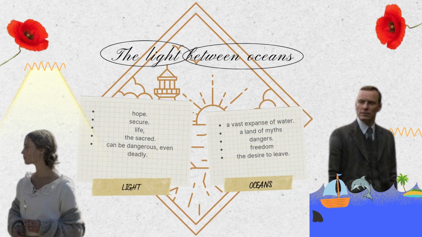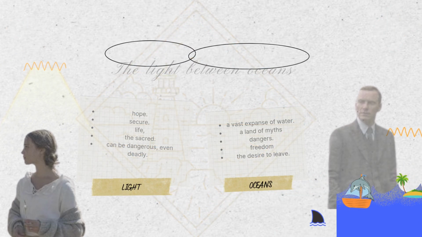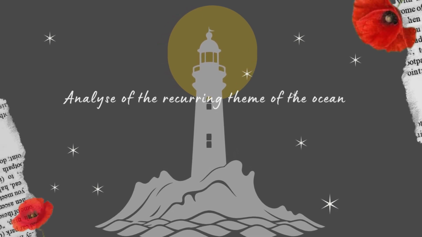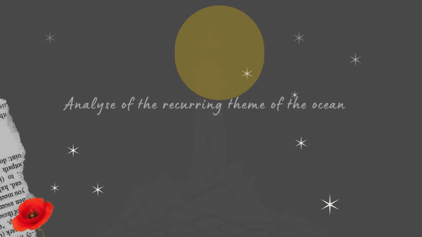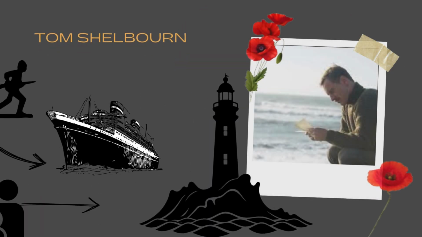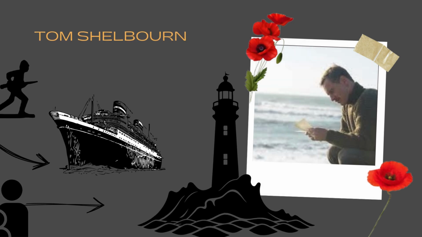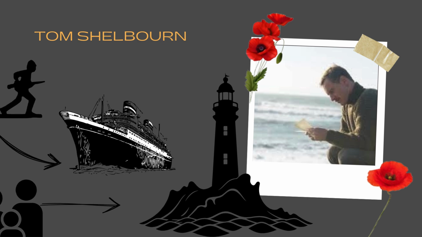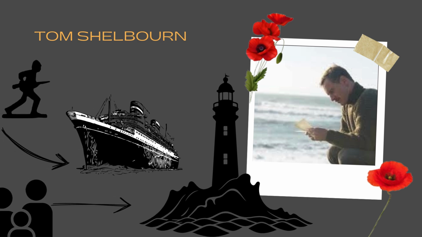Now we've finished analyzing the terms of the title, we can begin our analysis with the recurring theme of the ocean. The ocean is important to many characters in the story, which is why it is a recurring theme. Tom is a war veteran who fought in World War I. He thus had to fight on a warship.